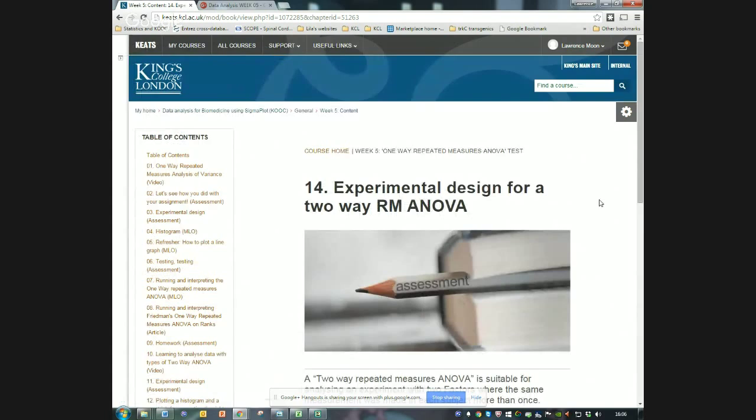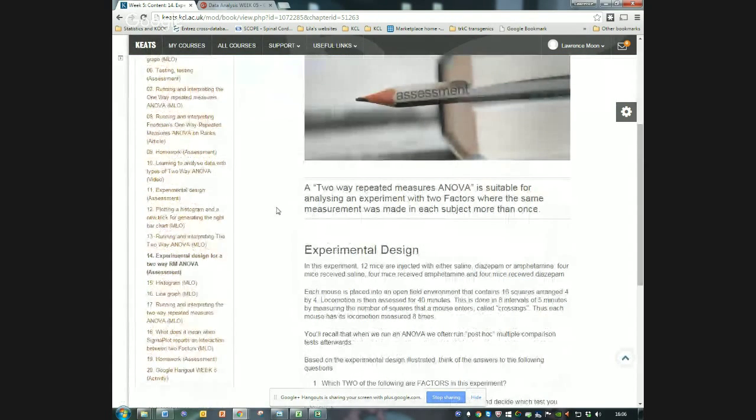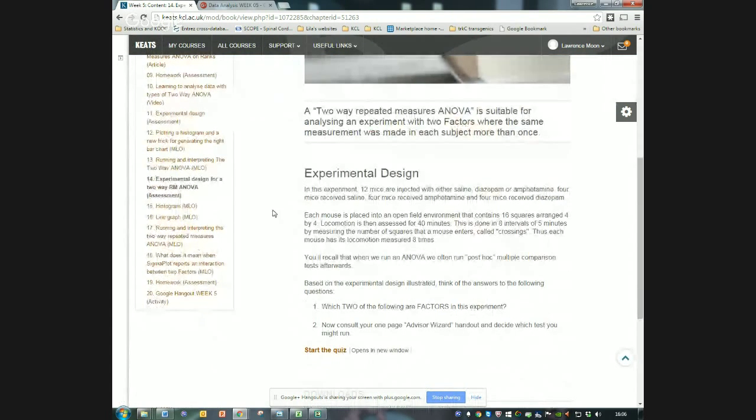Now, let's see an experimental design for two-way repeated measures analysis of variance. So in this study, 12 mice are injected with either saline, diazepam, or amphetamine. So 4 mice receive saline, 4 mice receive amphetamine, and 4 mice receive diazepam. And each mouse is placed into an open field environment that contains 6 squares arranged 4 by 4. And locomotion is then assessed for 40 minutes, and this is done in 8 intervals of 5 minutes each. And the experimenter measures the number of squares that a mouse enters, and these are called crossings.